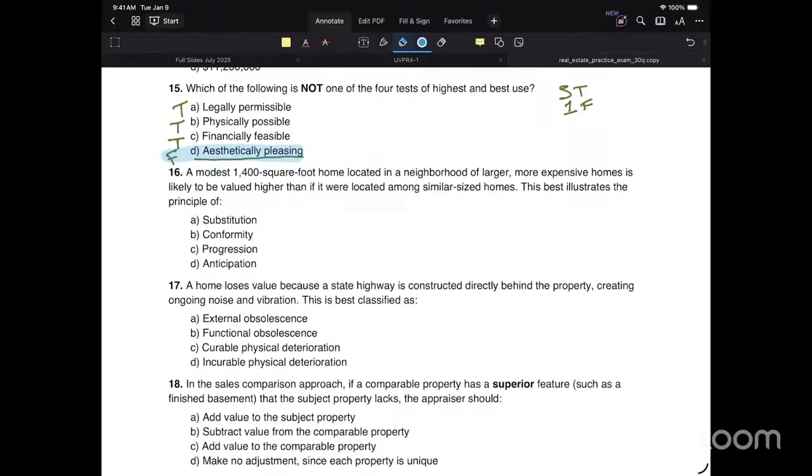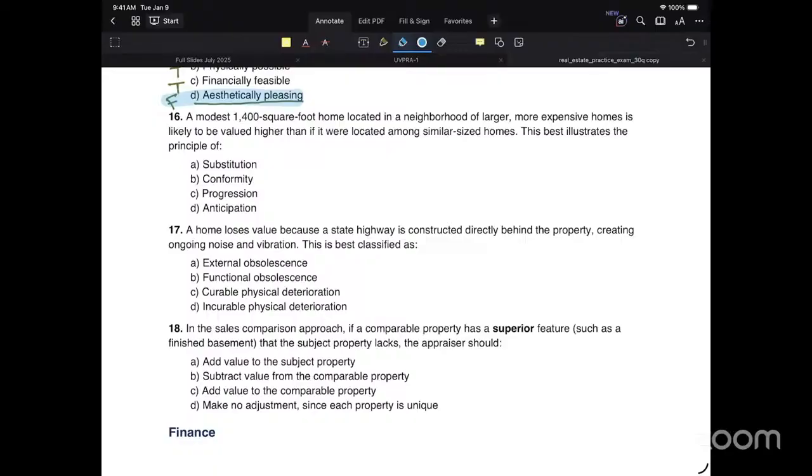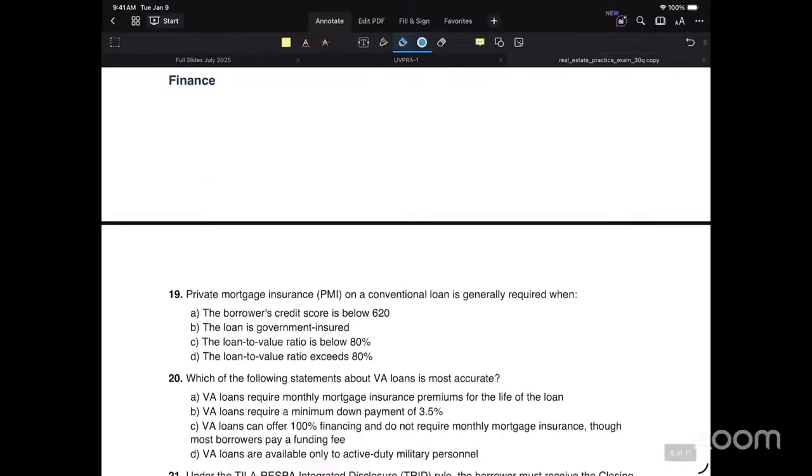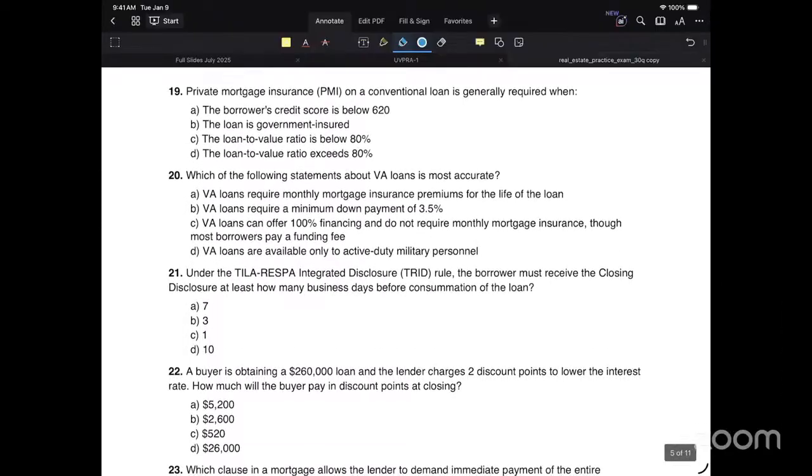Let's leave 16, 17, 18 for when we come back. Let's jump to finance. Grab some water. All right.